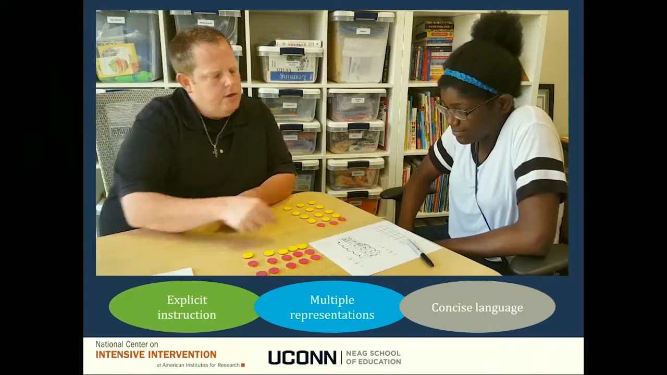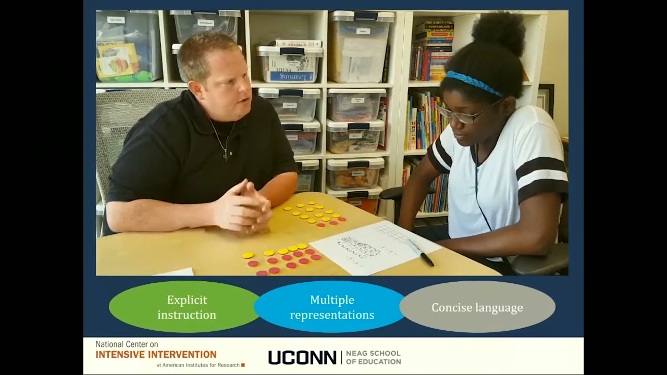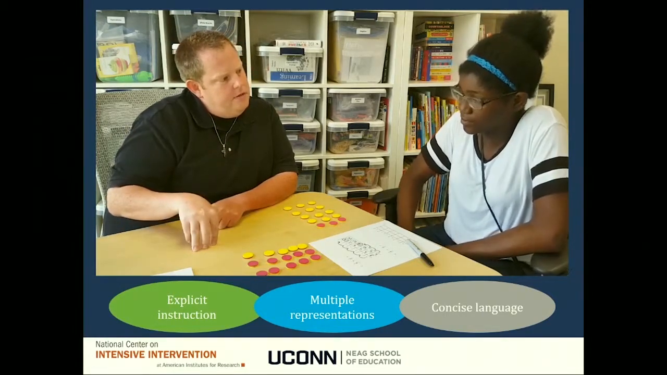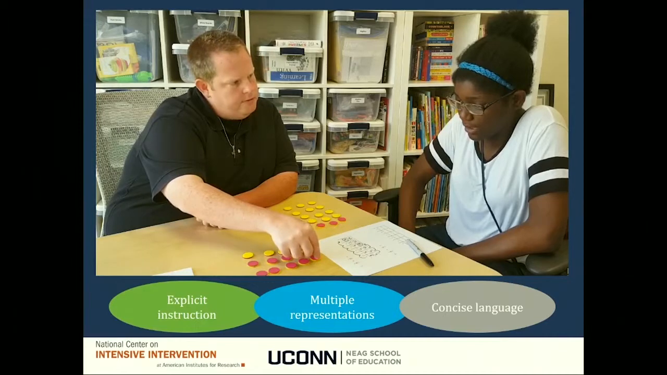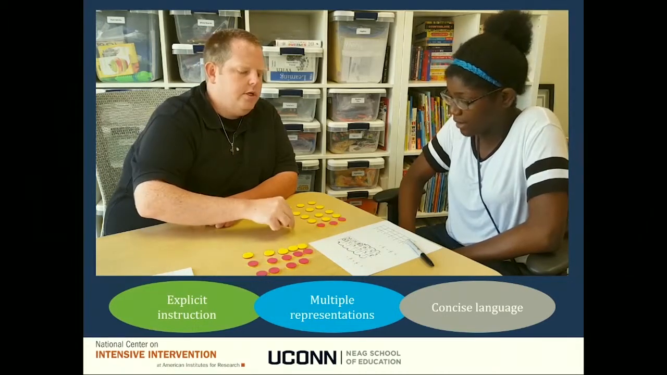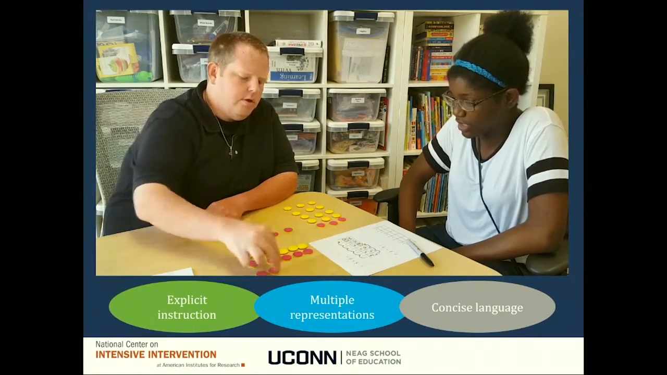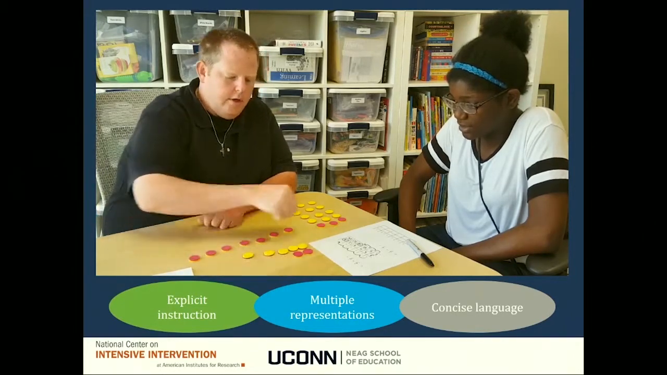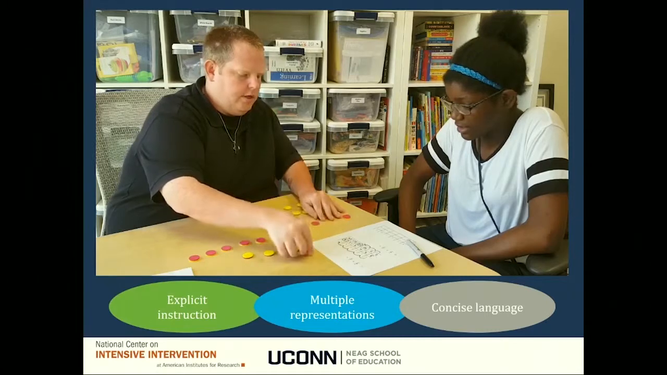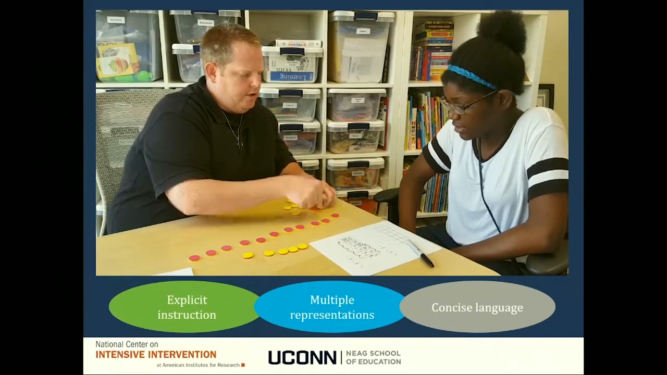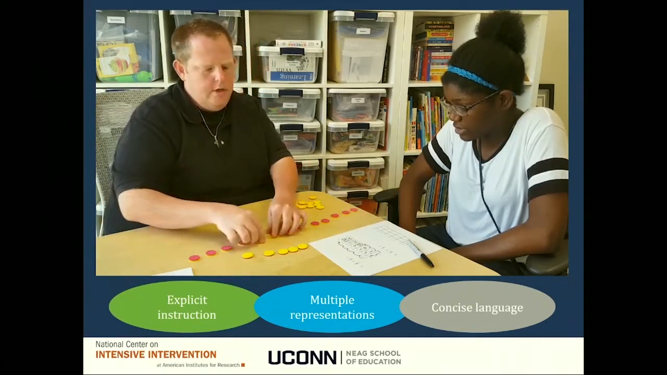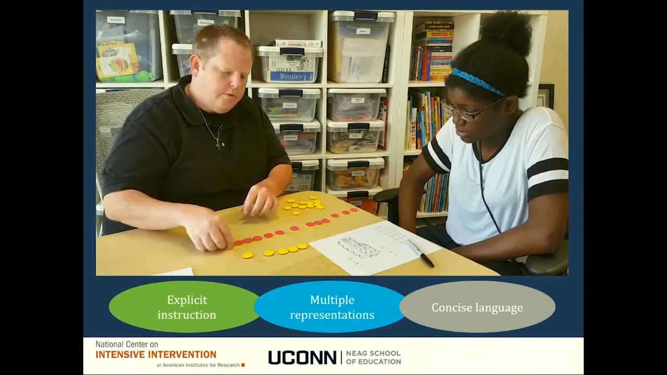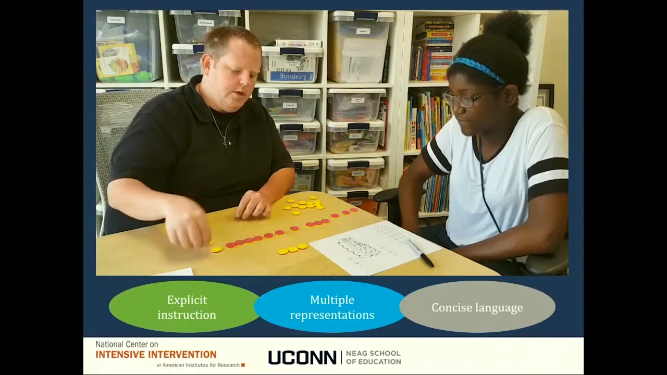Good. So the number that we circled is going to be our new denominator, and so we're going to make rows of 15. Okay? So we're going to use the red ones first, right? Okay. So let's count. 1, 2, 3, 4, 5, 6, 7, 8, 9, 10, 11, 12, 13, and we're going to use the yellow ones as placeholders, 14 and 15.